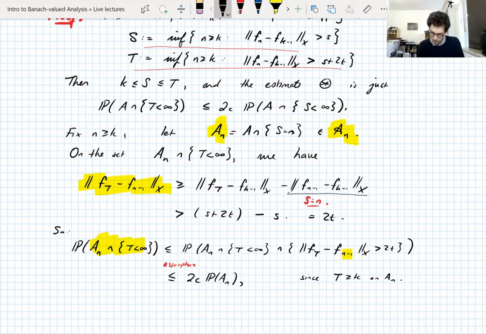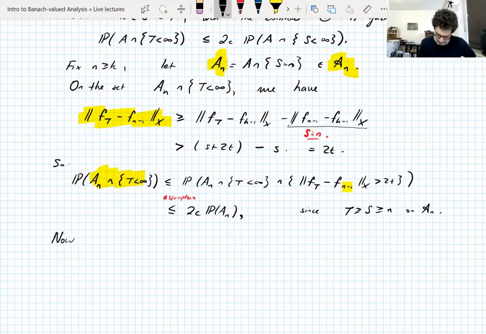Hang on. Do you want T greater than or equal to K or T greater than or equal to N? I think I've made a mistake here. I should need that T is greater than or equal to N here on A_N, not T greater than or equal to K, right? What's happening on A_N? A_N is S equals N, and T is bigger than S. Yep. T greater than or equal to S, greater than or equal to N on A_N. That's exactly right. So the assumptions are satisfied. I wrote T greater than or equal to K in my notes because I'm an idiot, right? It's T greater than or equal to N. So our assumption works.